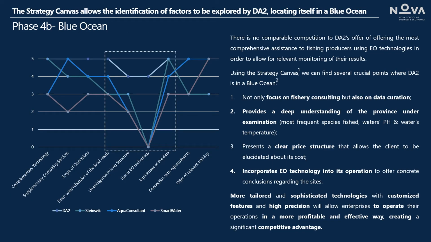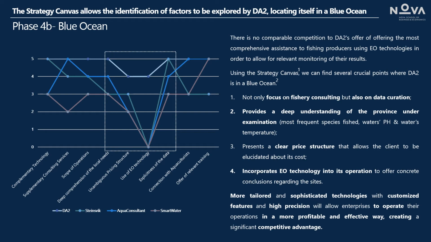Technology is the basis of our competitive advantage. There's another competitor in the market that provides to fishing producers EO technology, and that is why we're implementing a blue ocean strategy. Using indeed the strategy canvas, we can find several crucial points where DA2 is in blue ocean.